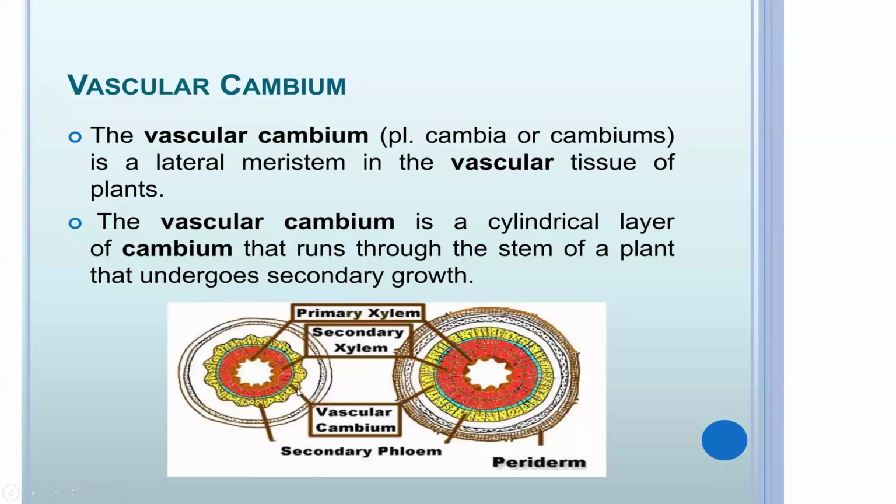So here when we observe the structure, between the xylem and phloem, this red or orange colored one is the xylem, and the yellow colored one is the phloem. In between these, the cambium is present. This thin layer is nothing but the cambium. It is meristematic only during secondary growth. During secondary growth, it becomes meristematic and undergoes cell division to produce secondary xylem towards the inside and secondary phloem towards the outside.